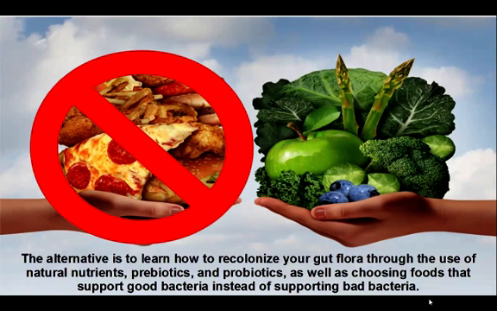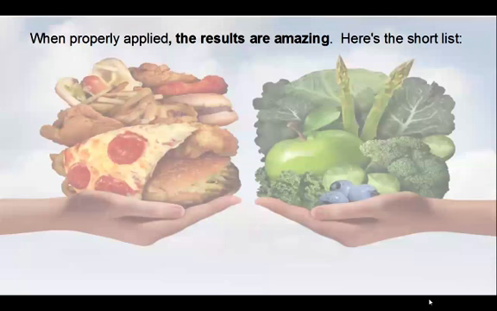The alternative is to learn how to recolonize your gut flora through the use of natural nutrients, prebiotics, and probiotics, as well as choosing foods that support good bacteria instead of supporting bad bacteria, what we like to call the 4 R's, which we'll discuss shortly. When properly applied, the results are amazing.